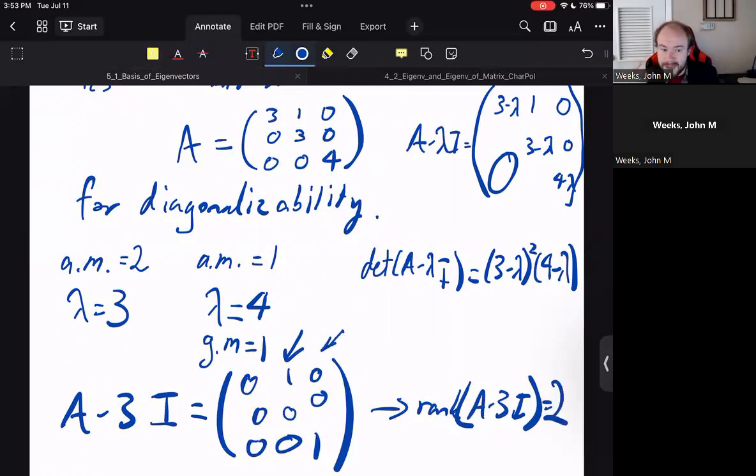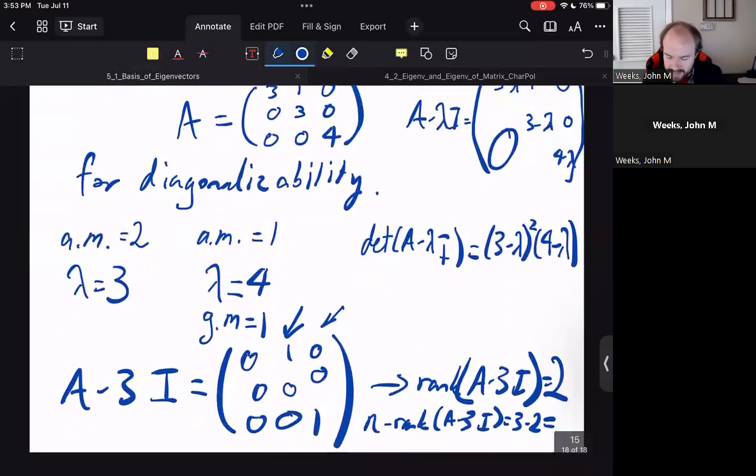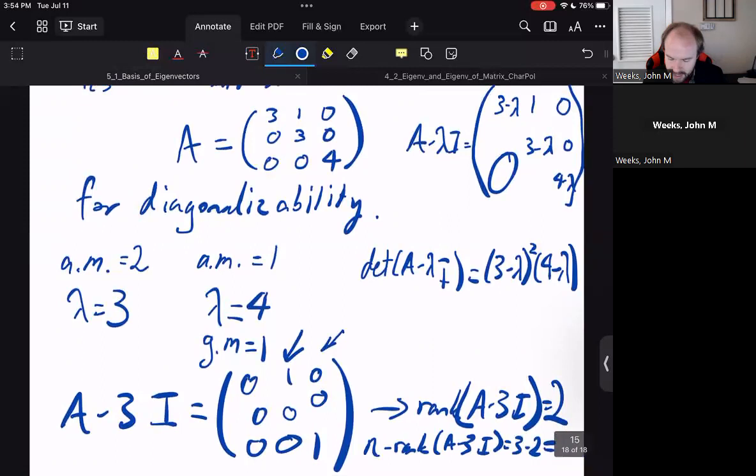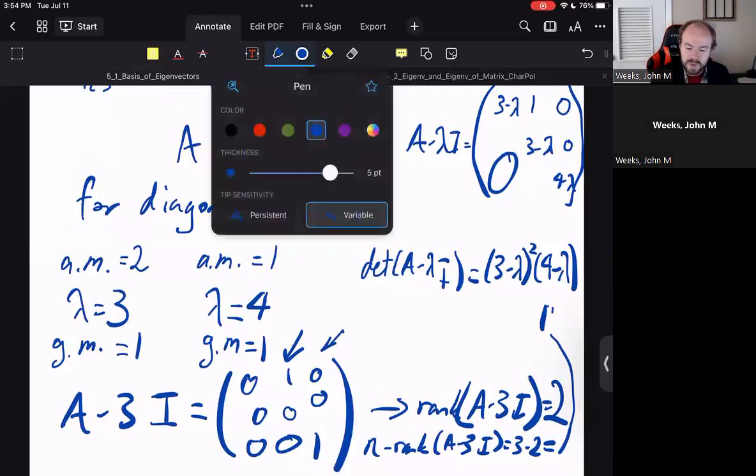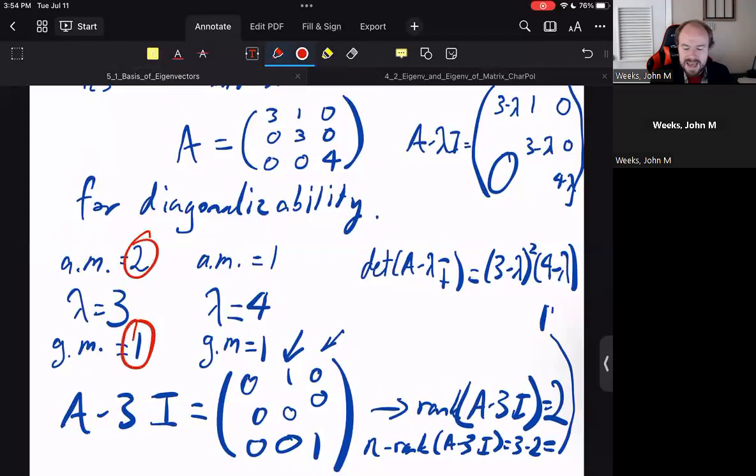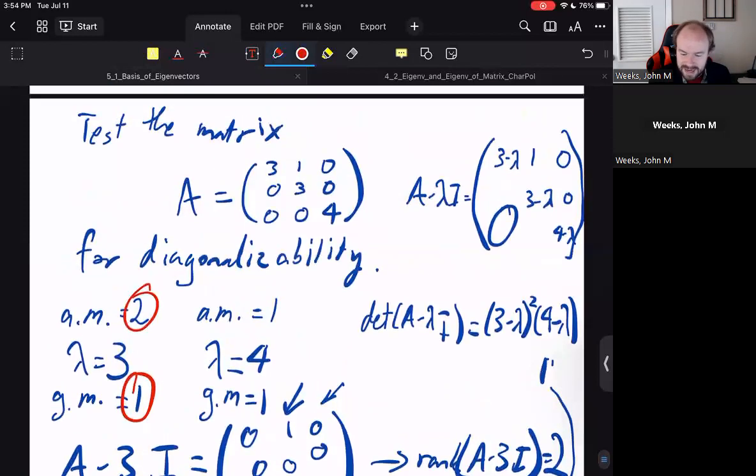Now, calculating the geometric multiplicity involves calculating n minus the rank of A minus 3I. That's going to be 3 minus 2, right? Because we're working with 3 by 3 matrices. So that gives me 1 as the geometric multiplicity. I look at these two numbers, I see they do not match, and I say that this matrix is not diagonalizable.